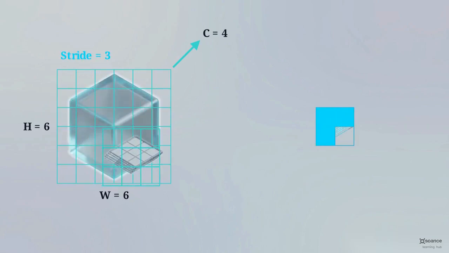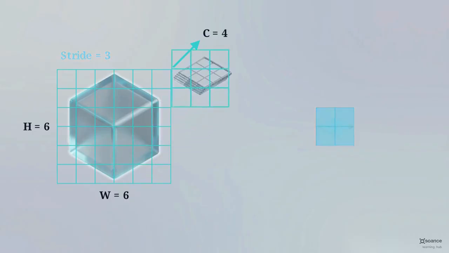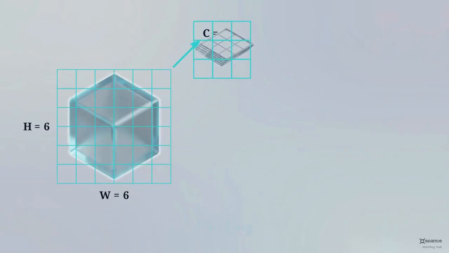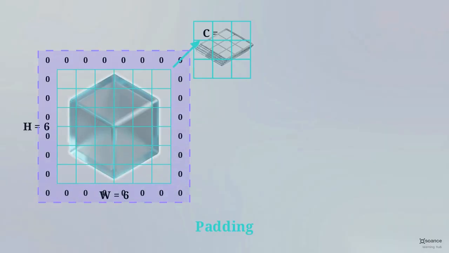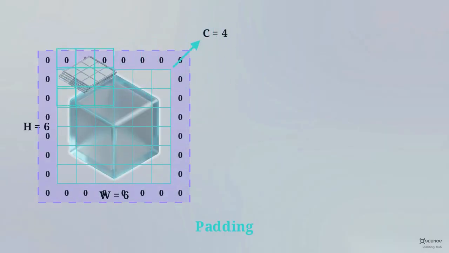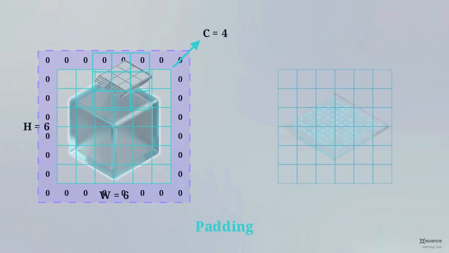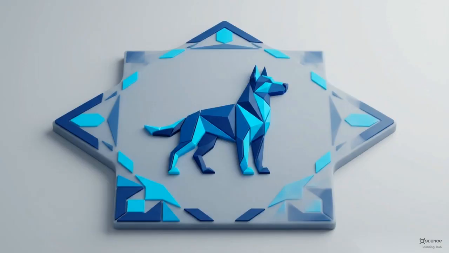We then slide the filter across the image. The distance we move the filter is called the stride. If we increase the stride, say to 3, the kernel moves further with each step, which directly shrinks the size of the resulting output map. Because continuous convolutions shrink the resolution, we apply padding. We wrap the outer edge of the input with 0-valued rows and columns. This prevents aggressive shrinking and retains the data at the borders of the image.